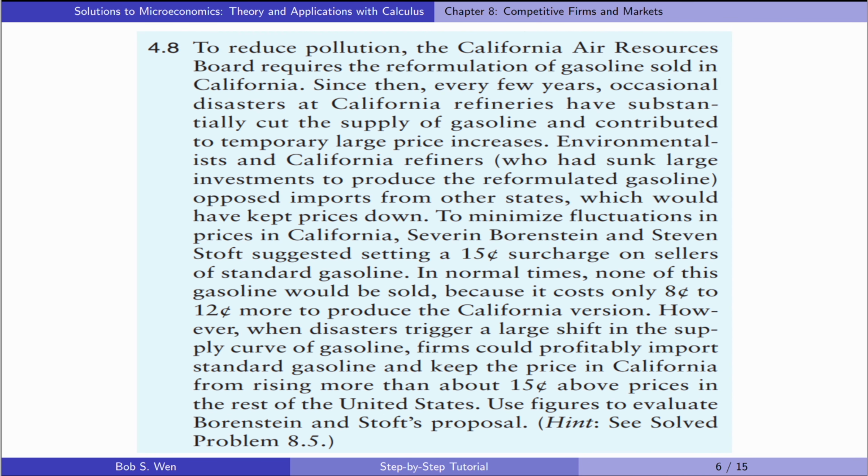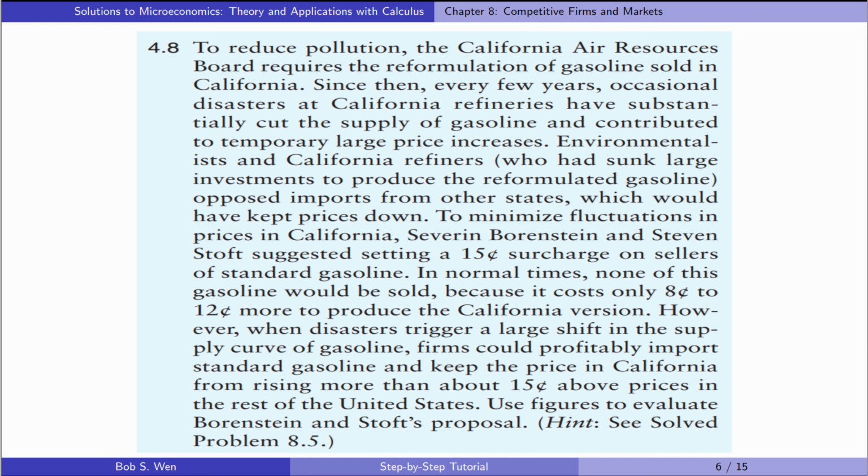Let's jump to exercise 4.8. To reduce pollution, the California Air Resources Board requires the reformulation of gasoline sold in California. Since then, every few years, occasional disasters at California refineries have substantially cut the supply of gasoline and contributed to temporary large price increases. Environmentalists and California refiners opposed imports from other states, which would have kept price down.